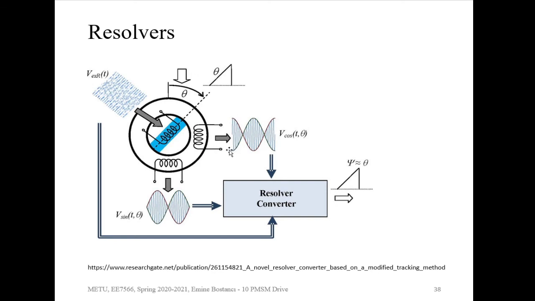Actually, here you can see, so one is going to change with the cosine, its amplitude is going to change. The other one is going to change with the sine, its amplitude is going to change, and based on these two values, we can calculate the position. So there are basically two types of resolvers.